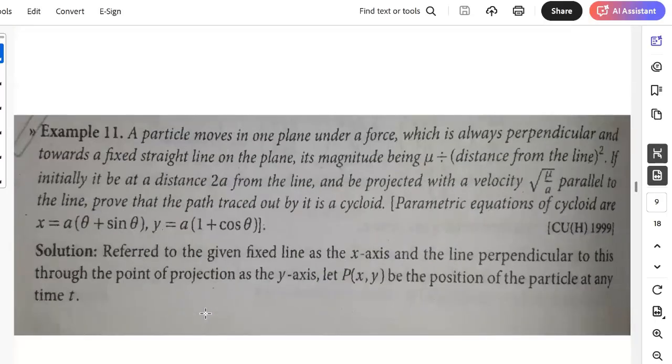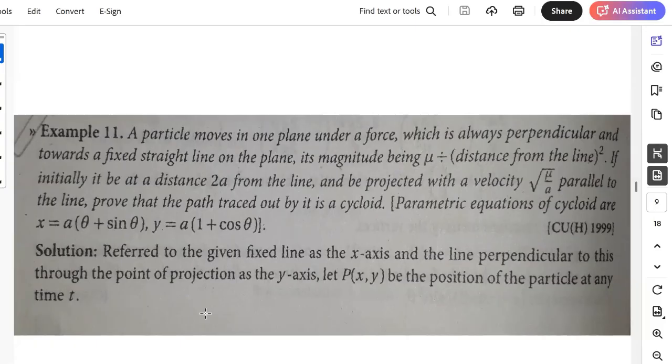So here it is saying a particle is moving in one plane under a force which is always perpendicular and towards a fixed straight line on the plane. Okay, and its magnitude is mu by the distance from the line squared. If initially it be at a distance 2a from the line and be projected with a velocity this much parallel to the line, prove that the path that is traced out is a cycloid. Okay. So let us break all this information part by part.